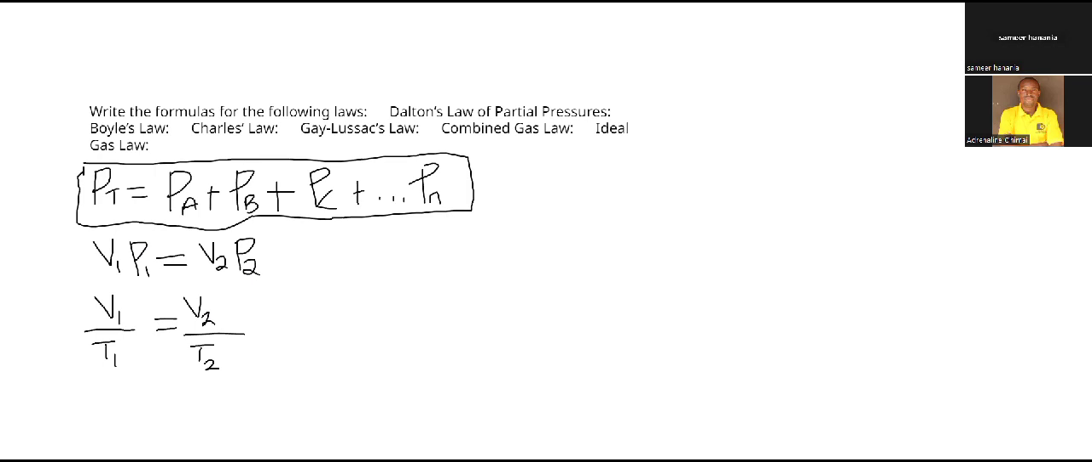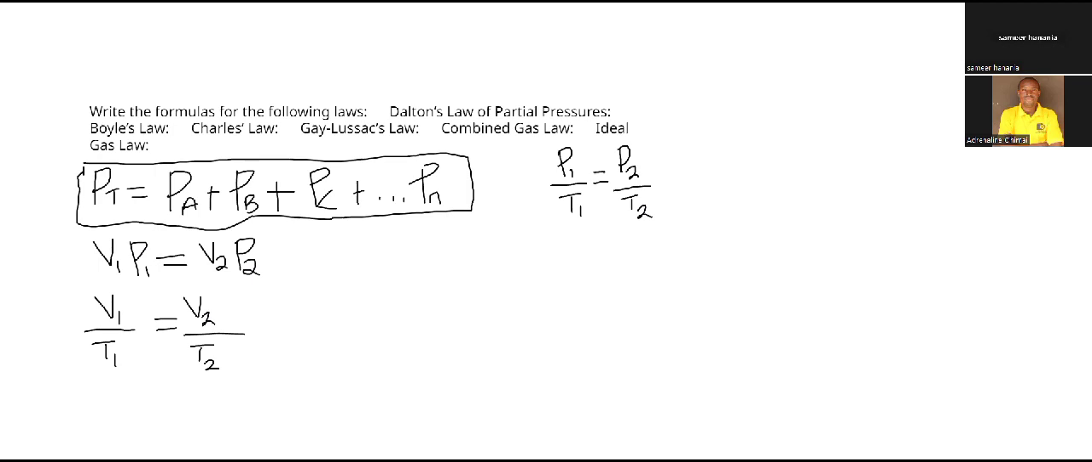For Gay-Lussac law, it is P1 over T1 is equal to P2 over T2. Is that clear? Yes. Is that clear?